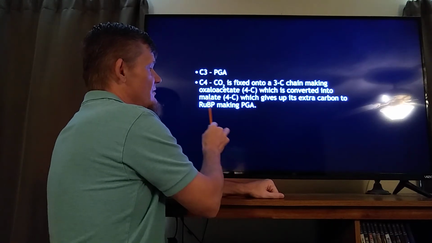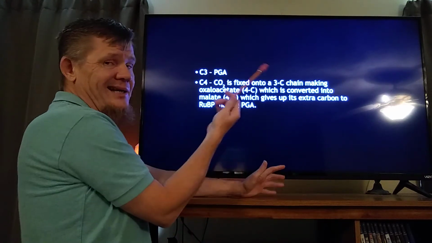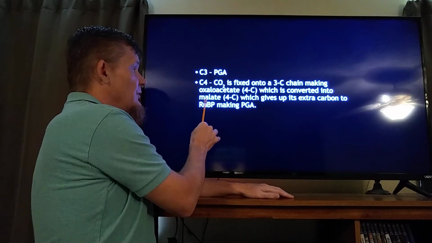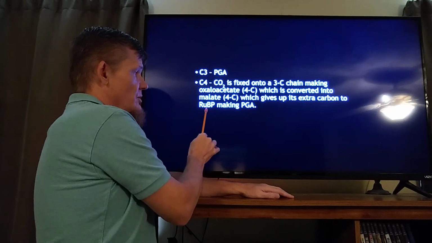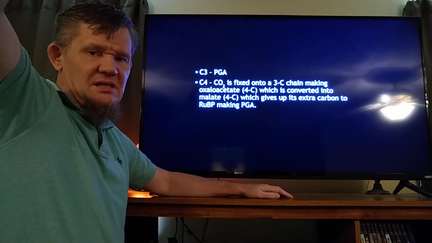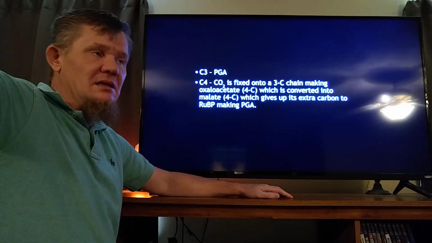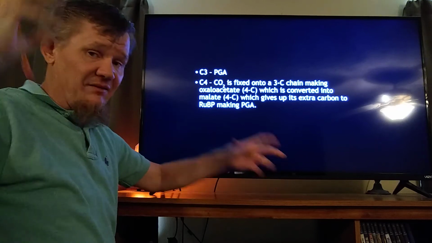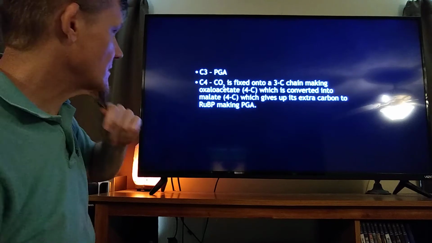That 4-carbon chain is converted into something else, which is then stored. And that something else called malic acid, it's not that important, then will give up that 1 extra carbon that it got from carbon dioxide to RUBP to make PGA. It's a step above the Calvin cycle. It is to give the C4 plant a chance to save water by having this extra step so that they don't have to have their stomata open at the wrong times.